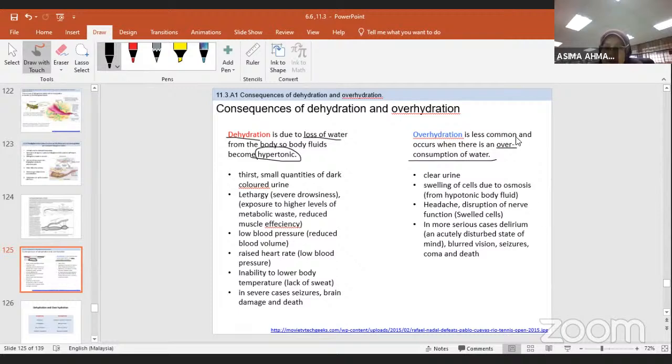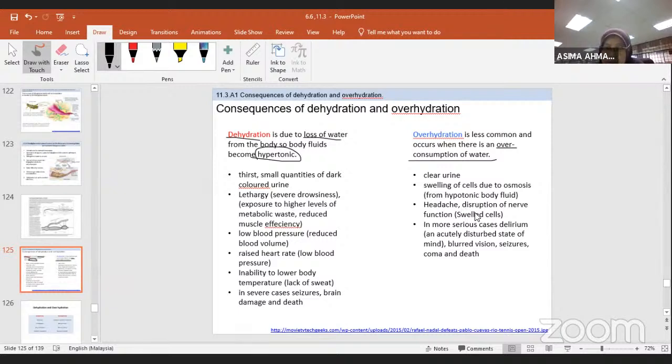So this is dehydration. And then for overhydration, which is less common, it occurs when there is an overconsumption of water. Overconsumption of water will of course result in large volume and clear urine. Large volume diluted clear urine. Maksudnya kita minum banyak air lah tu. And then swelling of cells due to osmosis from hypotonic body fluid. Maksudnya because there's a lot of water in the blood, the water leaves the blood and goes into our cells, causing cells to swell.